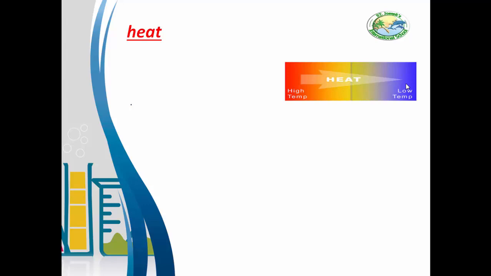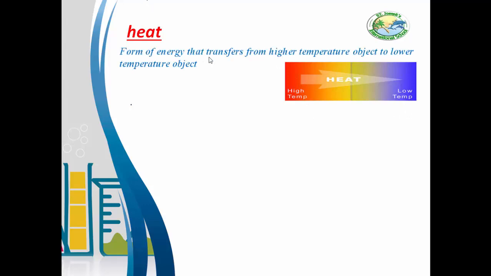Have you ever touched a hot pot that was on a stove? What happens when you touch it? It burns your hand because the heat energy is transferring from the hot pot to your hand. Your hand was much colder than the hot pot. Heat energy always transfers from a higher temperature object to a lower temperature object. So we can say that heat is a form of energy that transfers from a higher temperature object to a lower temperature object.